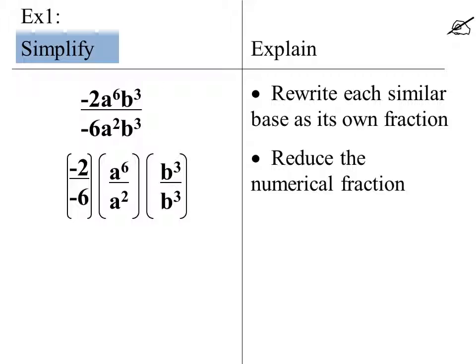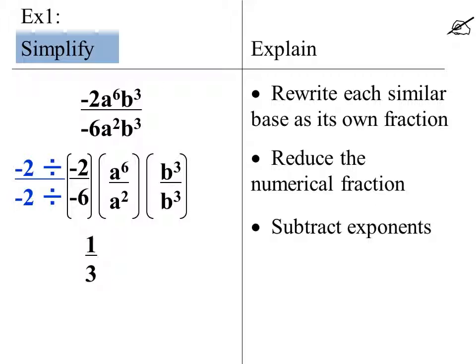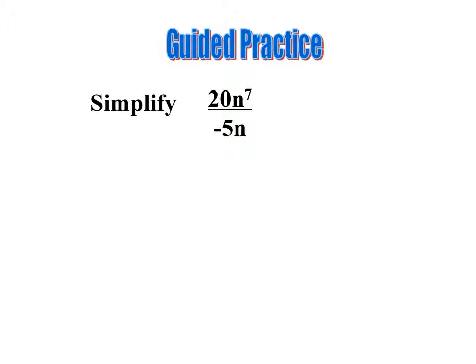So we're going to reduce the fractions first. Reduce the numerical fraction. Negative 2 divided by negative 2, negative 6 divided by negative 2. So my fraction reduces to 1/3. Remember the rules for exponents. If I'm dividing, I subtract them. So a to the 6 minus a to the second is going to give me a to the fourth. And remember, if the bases are the same, it's just going to equal 1. So b to the third divided by b to the third, they cancel out. I don't have to put that imaginary 1 there. So my answer is just 1/3 a to the fourth.